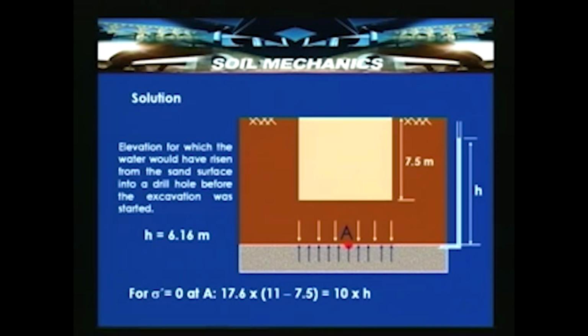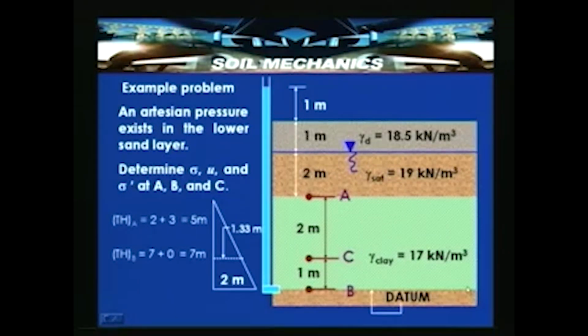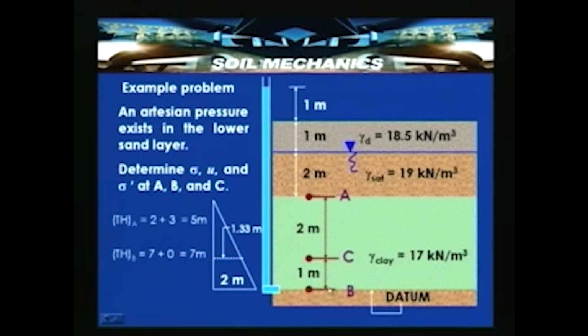Having seen this, let us consider another problem, again under artesian conditions. Here we are required to determine the effective stress distribution profile at points A, B and C, where C is a point 1 meter above the datum, and B is the datum level. In the soil strata shown here, the datum is the plane passing through B, C is 1 meter above the datum, and A is 3 meters above the datum. So, the thickness of the clay layer is around 3 meters.